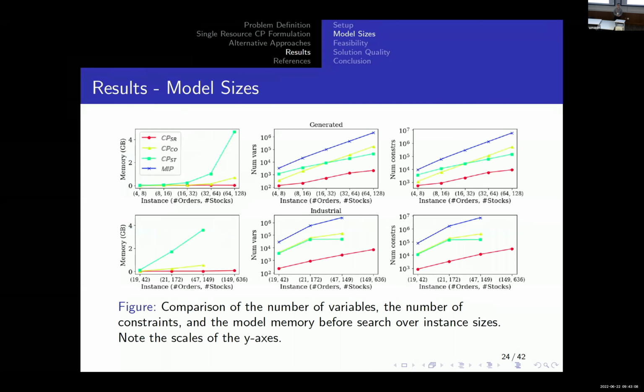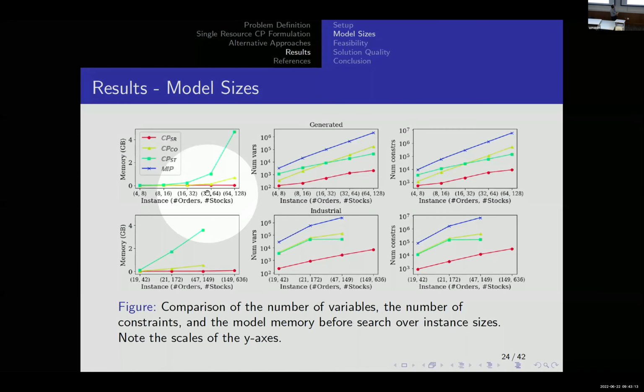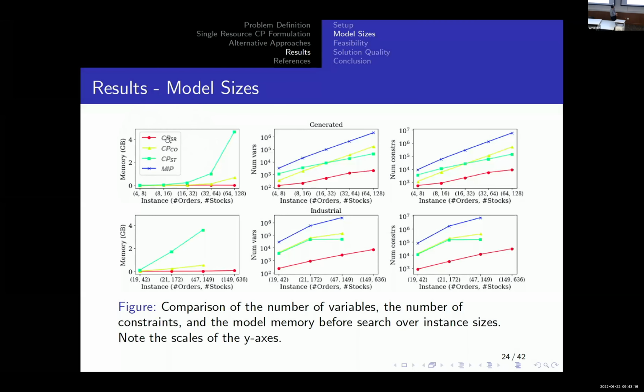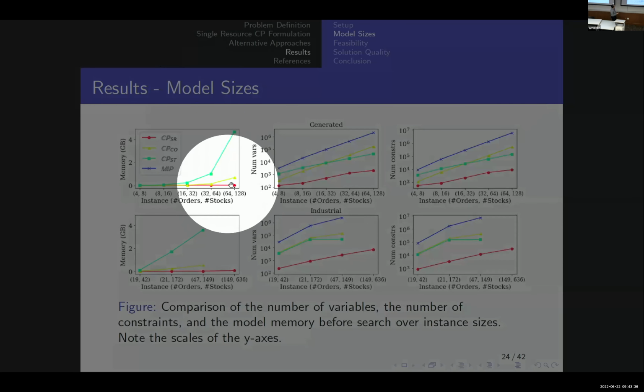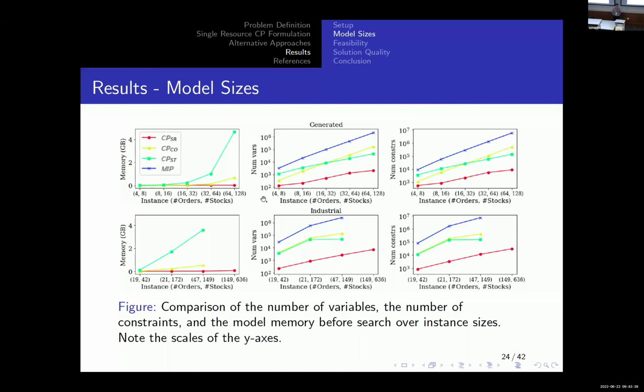So first, we look at the size of the models. In the left-hand column here, we show the memory size of the model before the search has started. So before the CP search or MIP search. And we essentially observe an order of magnitude advantage that our single resource CP model has over all the other approaches. In particular, if you look at the largest generated instance here, 64 orders, 128 stocks, the single resource model requires only about 20 megabytes of memory, whereas the second largest requires over 100 megabytes.